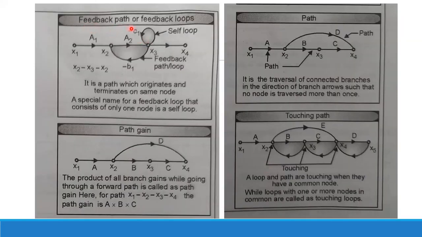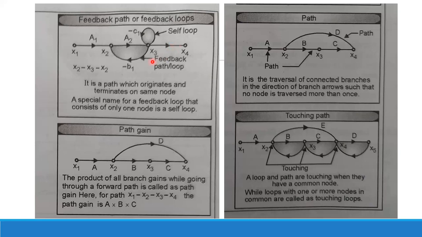There are feedback paths or feedback loops. There are two different types here, feedback path and feedback loops. The function is the same, but the name is a little bit different. Now this is x1, x2, x3, x4. If I come from x1 to x4 via x1, x2, x3, x4, this path, if I come to x4 by this path, this will be your forward path.